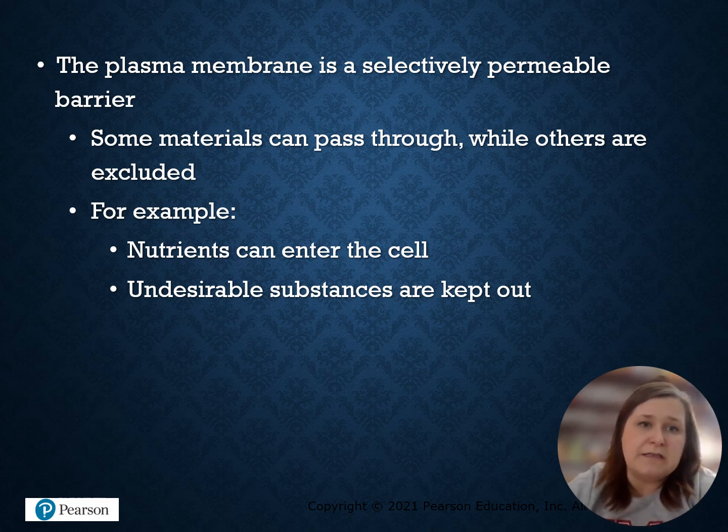We know that because of the hydrophobic and hydrophilic nature of the plasma membrane, it is going to be a selectively permeable barrier. That means that some materials are going to pass through while others are going to be excluded. For example, nutrients can enter the cell, and we can keep undesirable substances out, and we can also use that electrochemical gradient to only pull in the ions that we want while we push out the ones that we don't.